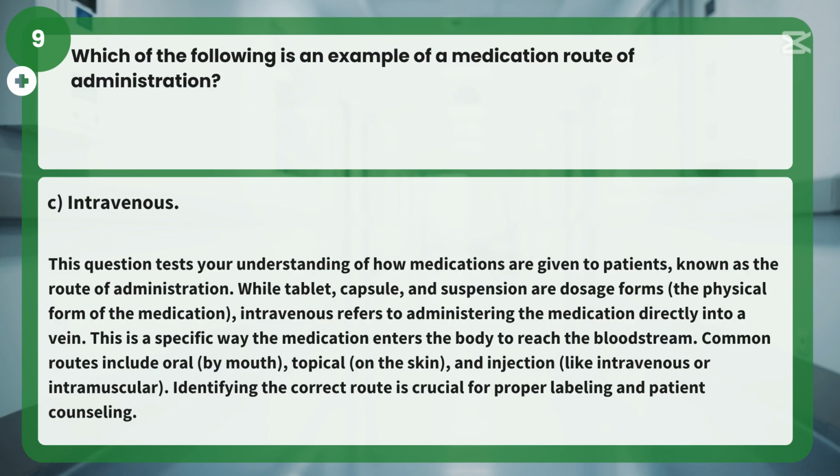Answer: C. Intravenous. This question tests your understanding of how medications are given to patients, known as the route of administration. While tablet, capsule, and suspension are dosage forms, the physical form of the medication, intravenous refers to administering the medication directly into a vein. This is a specific way the medication enters the body to reach the bloodstream. Common routes include oral, by mouth, topical, on the skin, and injection, like intravenous or intramuscular. Identifying the correct route is crucial for proper labeling and patient counseling.